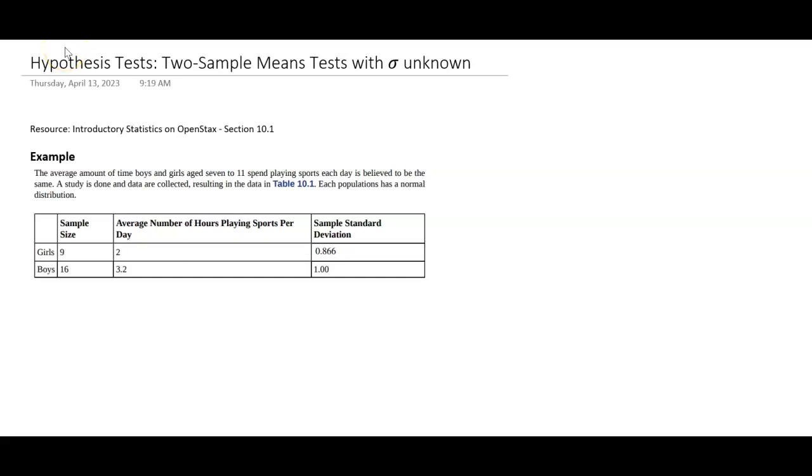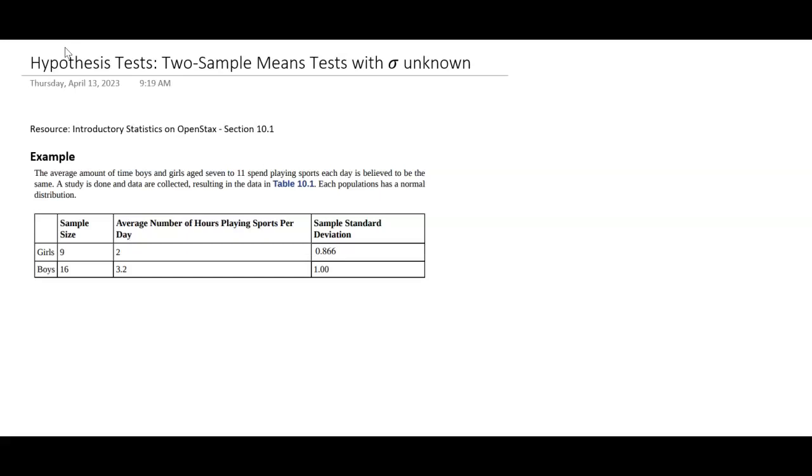All right, this video is going to be going over two sample means tests where we don't know the population standard deviation. The average amount of time boys and girls in ages 7 to 11 spend playing sports is believed to be the same. They collect some data here, and we're going to assume that each population has a normal distribution. And I believe this problem wants us to test that claim. So we're going to run a two-tailed test to say, is it the same or is it not the same?